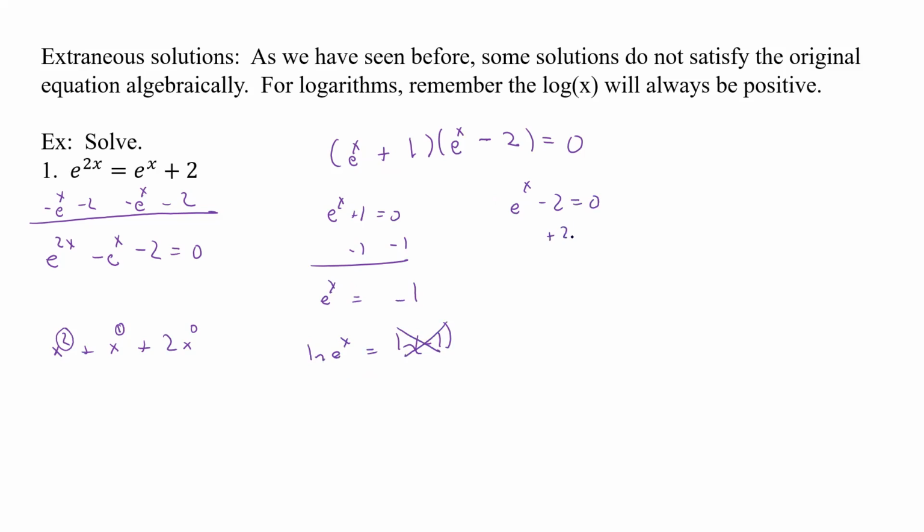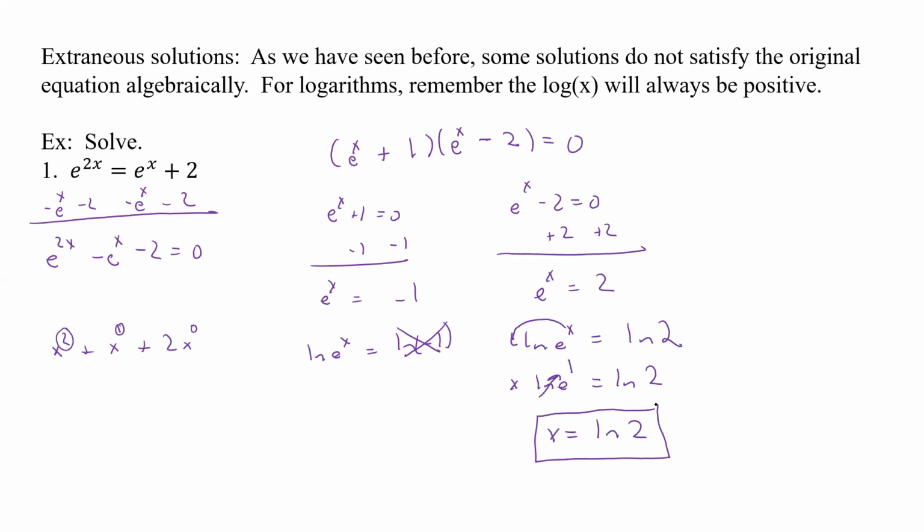Well, what about this one? Well, here we're going to add 2 to both sides. It's looking better already. e to the x equals 2. Now we can take ln of e to the x equals ln of 2. Bring down our x: x ln of e equals ln of 2. Well, that's just 1. So x is equal to ln of 2. And that would be our solution. So the other one would be extraneous because it's not going to work, so we throw it out. It's going to give us some weird things because it can't take the ln of a negative. But this one, it does work. And so that's going to be our solution.